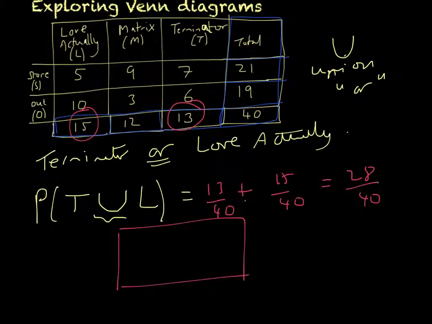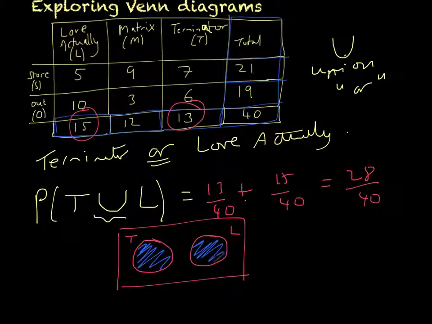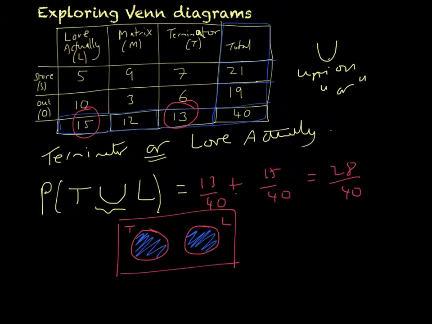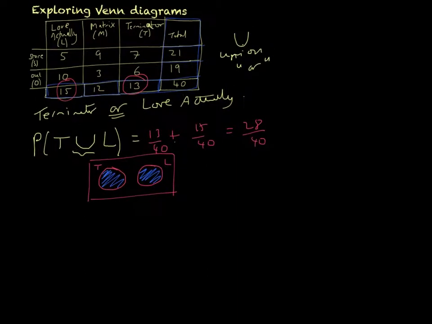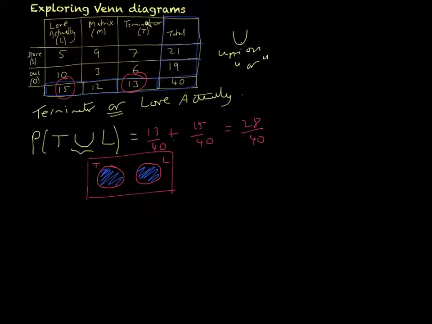If I look at this as a Venn diagram, T and L are separate, aren't they? You can't pick a video which is both the Terminator and Love Actually, so it makes sense that I can simply add these two together. Notice though, and we need to be really careful about this union stuff, we can't always just add them together. The only reason we could this time was because these things are separate, i.e. they are what's called mutually exclusive.